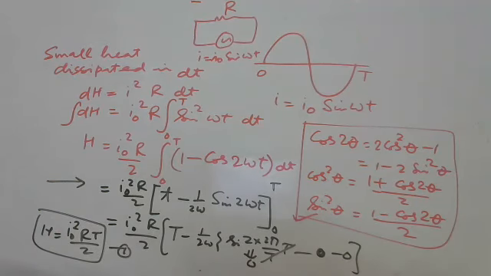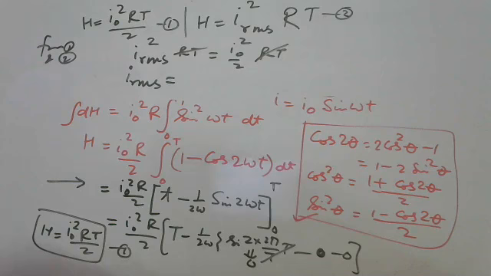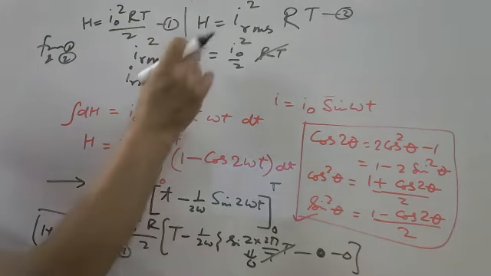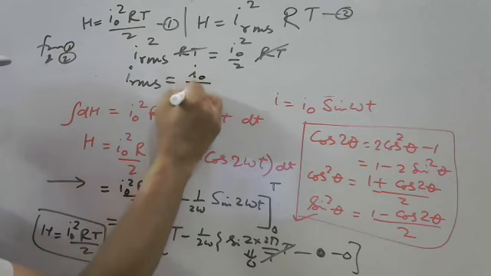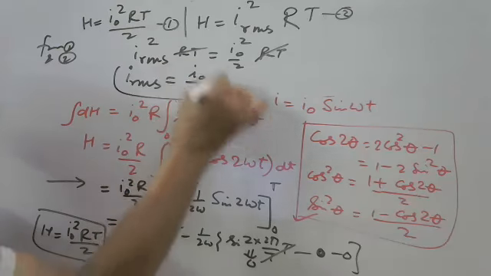Just note down up to this. You tell me any doubt up to this point. Hurry up, please. Simple. The RMS value I naught by root 2, or I naught times 1 by root 2. Good. So this is the formula.